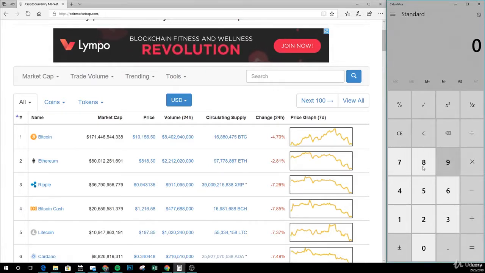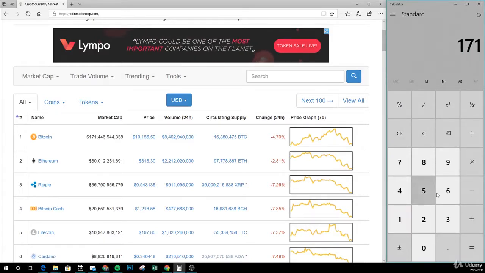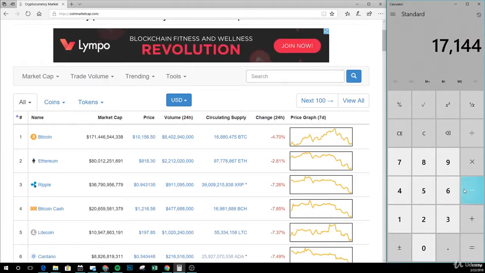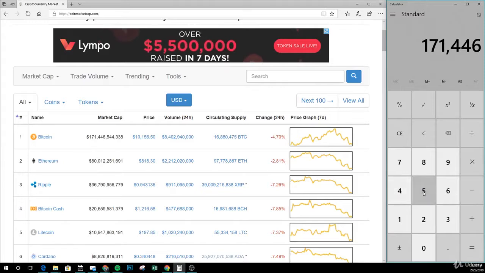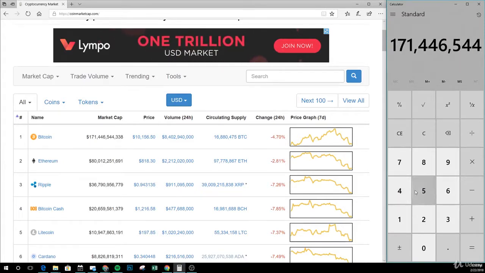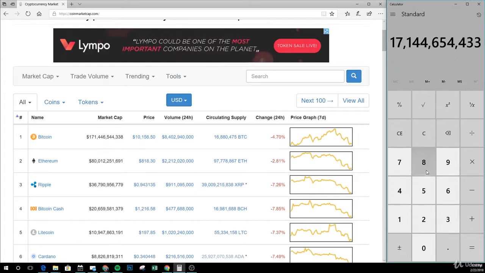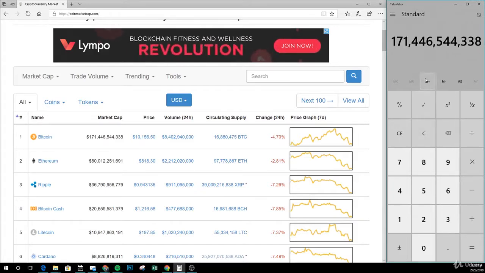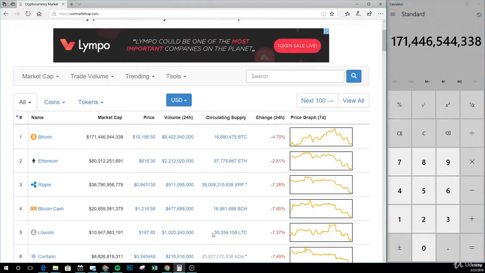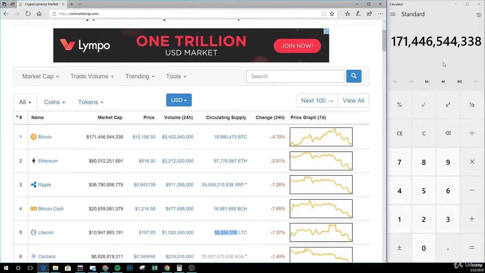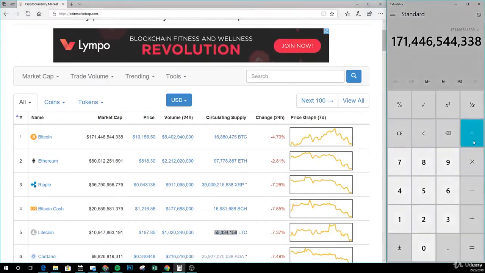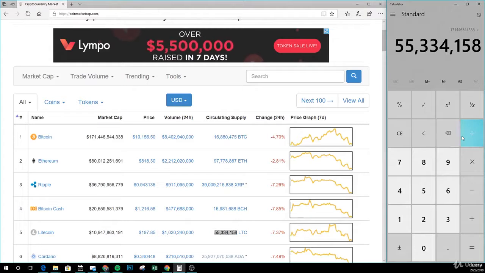So let's do a calculation here and see if Litecoin were to hit the market cap of Bitcoin, what the price per token would be. So we would do 171,446,544,338. Sorry, just want to make sure I didn't make any mistakes there, as it's a pretty big number. Alright, so we take that market cap, and then we divide it by the supply of Litecoin, which of course is 55,334,158. So divide it by that, and then I will paste that in, and then hit enter.